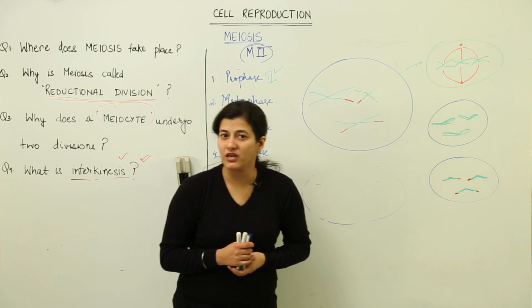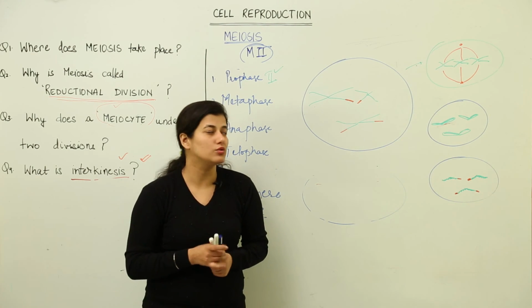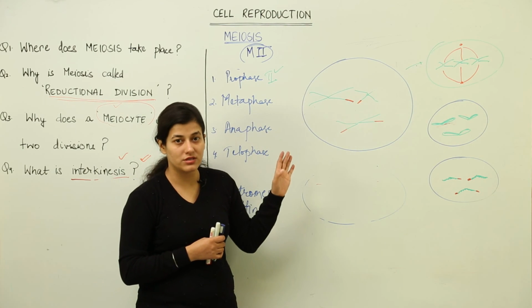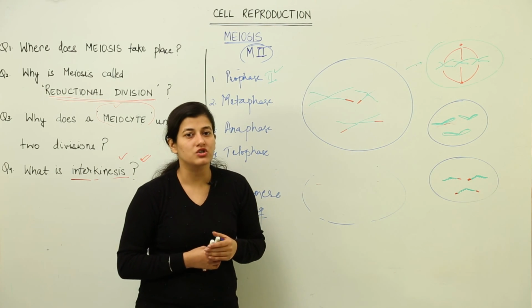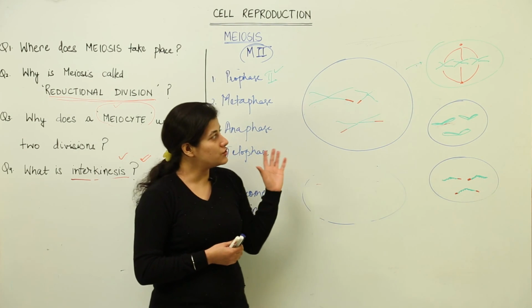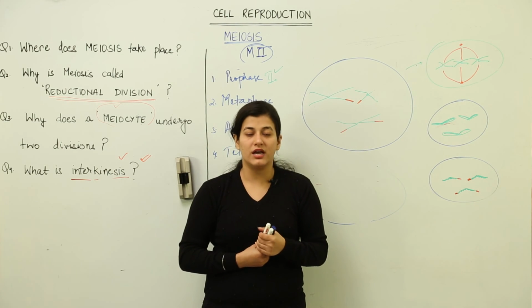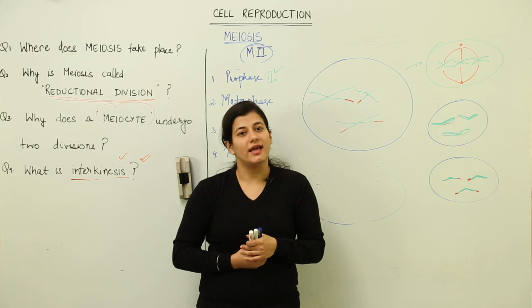Now what is the significance of meiosis? You need to understand that the ploidy level can be restored only by the process of meiosis. Otherwise, sexual reproduction would lead to alteration of the ploidy of each organism. So these two divisions, mitosis and meiosis, are very important. They are very vital for cell reproduction.